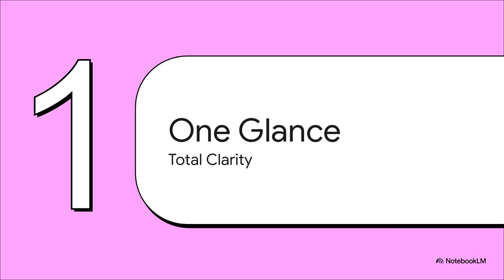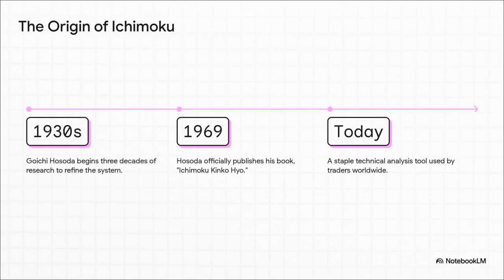All right, section 1, one glance, total clarity. Let's start with where this whole thing came from and why it was even created in the first place. Now, this system didn't just pop up overnight, not even close. The guy who created it, a Japanese journalist named Goichi Hosoda, and his team spent more than 30 years researching, testing, and refining it. They didn't even publish it until 1969. That incredible amount of work is why it's become such a trusted tool for serious traders all around the globe.